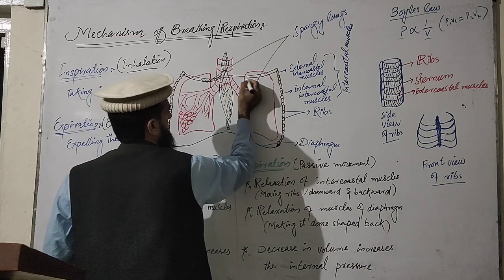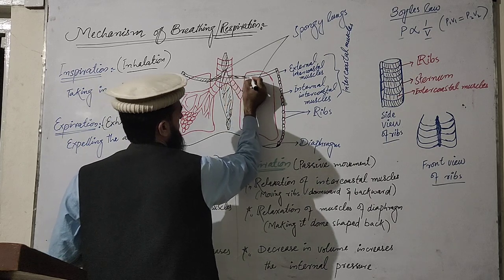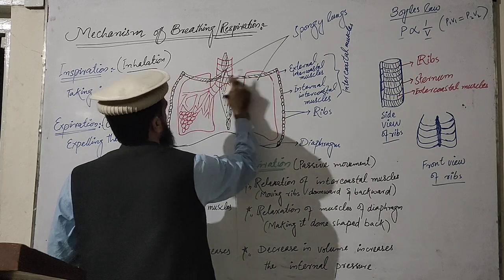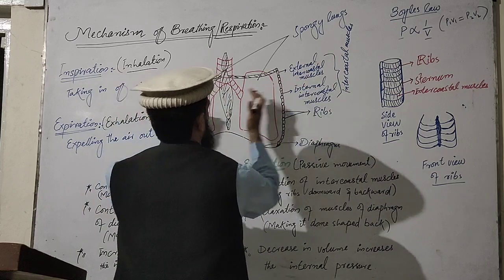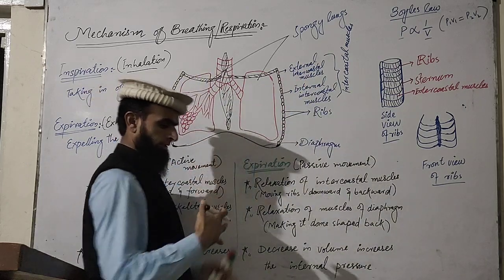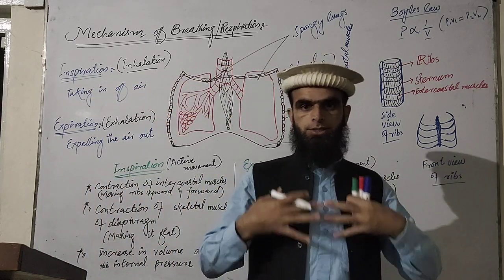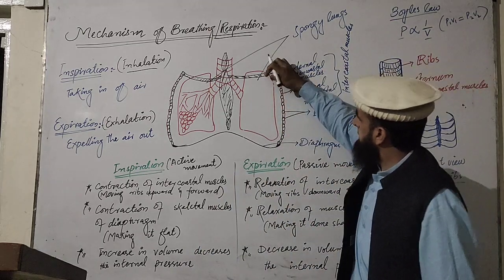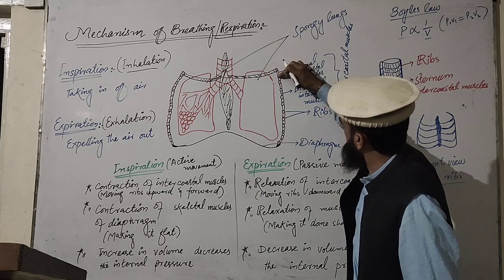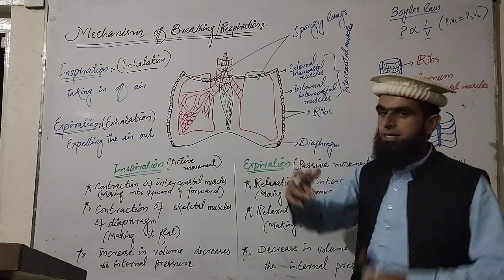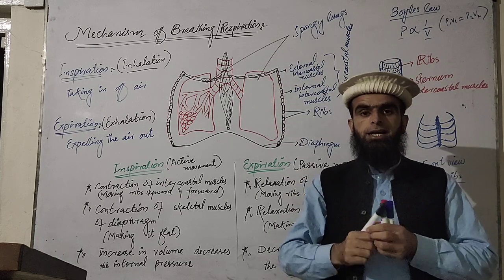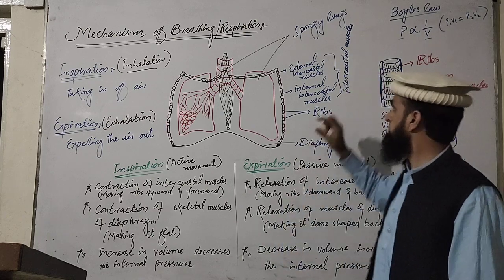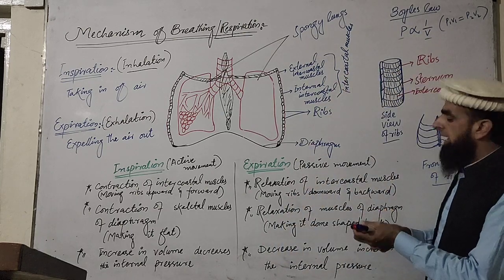So these are the ribs. For example, this is one rib and this is another rib. Similarly, 12 pairs of ribs are present just above the lungs. Okay, so we will talk about these ribs. This rib and this rib are connected to each other through special muscles which are called intercostal muscles.